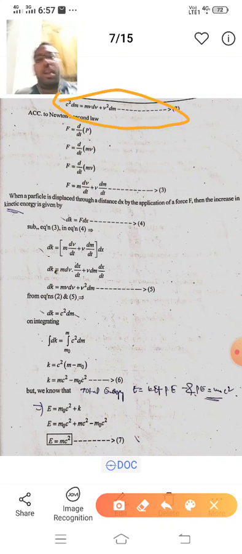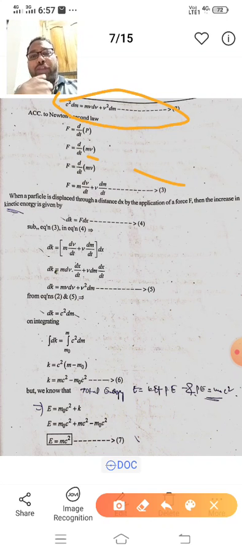Let us see, according to Newton's second law, what is Newton's second law? F equals ma, or F equals dp by dt. So substituting p equals mv in F, we can get F equals m into dv by dt plus v into dm by dt. That one is the third equation.